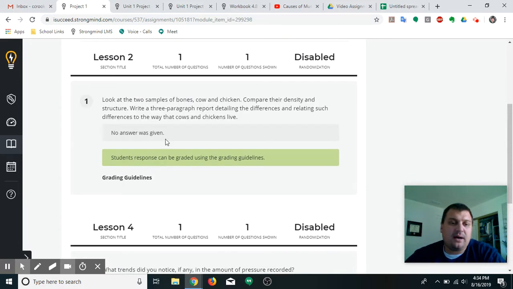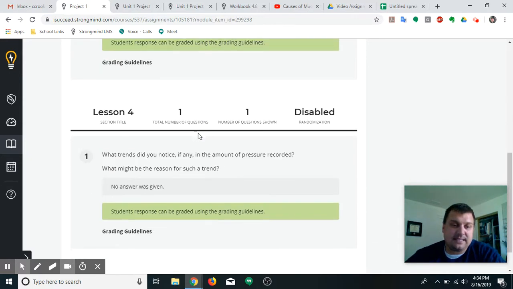Okay. With these paragraphs, make sure that if you do pull evidence from the internet, you cite that. Okay. Make sure you cite that evidence there.